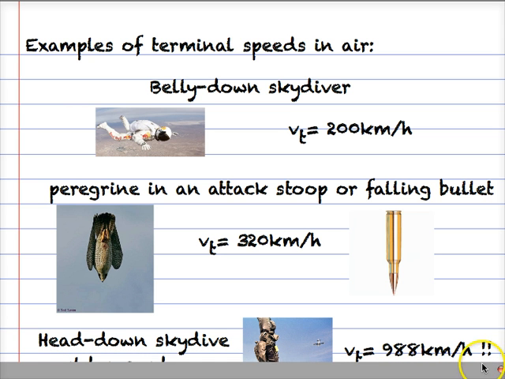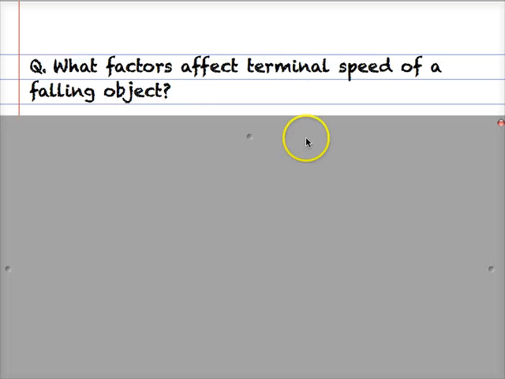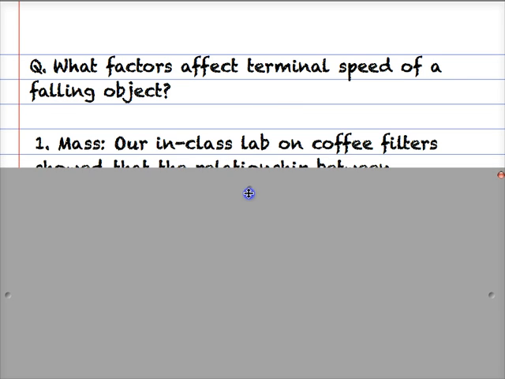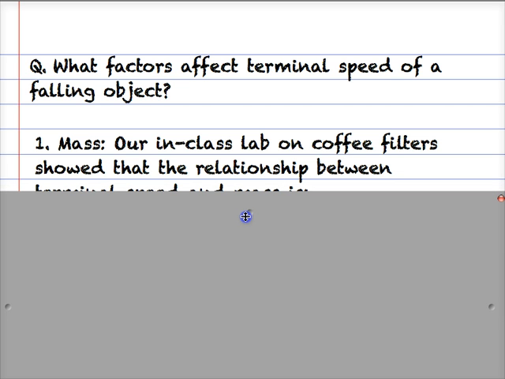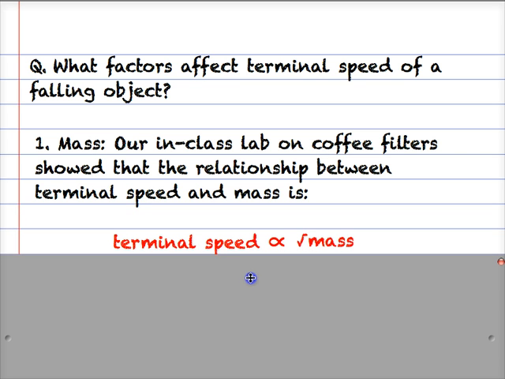And a head-down skydiver. A head-down skydiver, the world record speed achieved, 988 kilometers per hour. This was achieved in very thin atmosphere at fairly high altitude to reduce the air resistance even more. So what factors affect the terminal speed of a falling object? Well, we know that mass does. Our in-class lab on coffee filters showed that the relationship between the terminal speed and the mass is approximately this: terminal speed is proportional to the square root of mass.